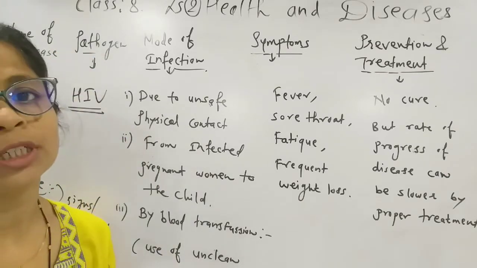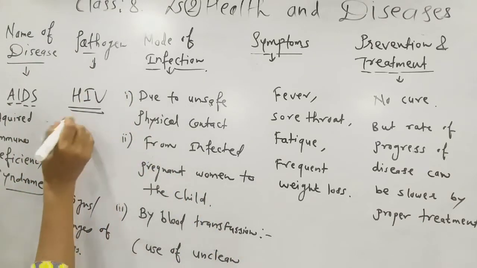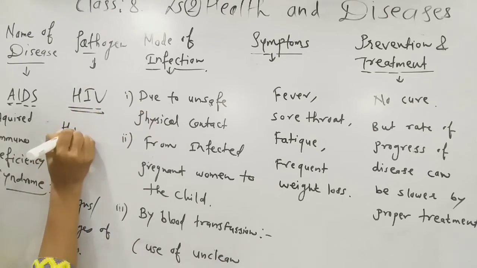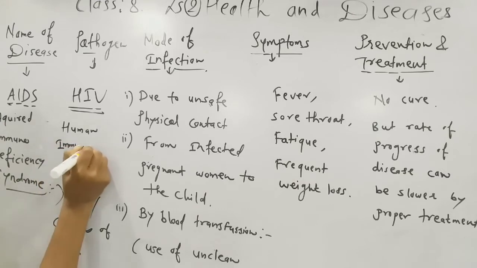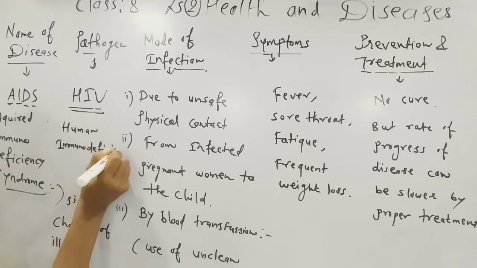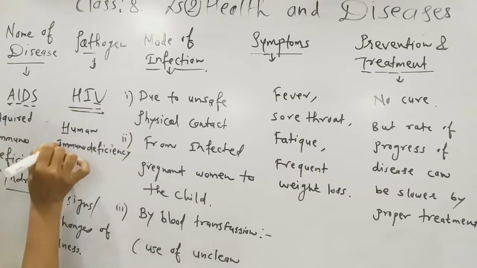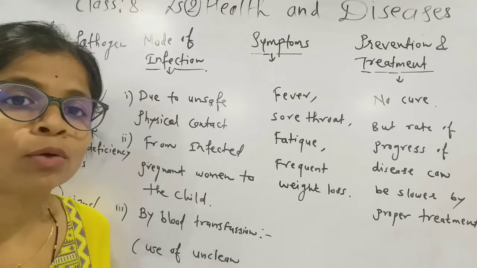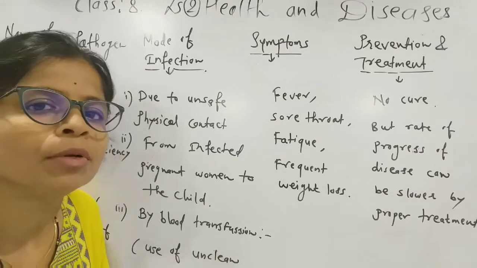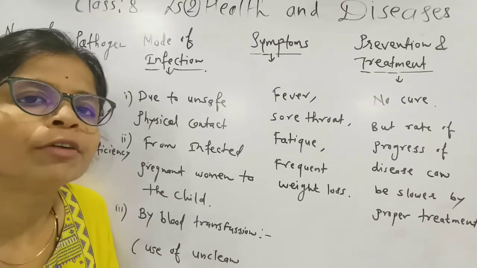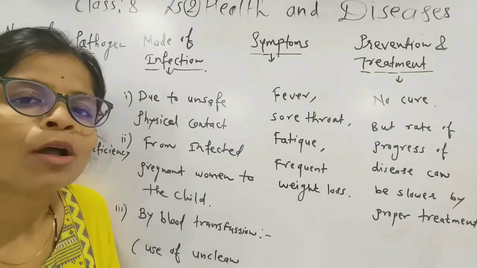The causative pathogen is a virus, and the name of the virus is HIV. Now see the meaning of HIV. H for human, I for immunodeficiency, V for virus. As it affects only the human immune system, the name of the virus is HIV, meaning human immunodeficiency virus.